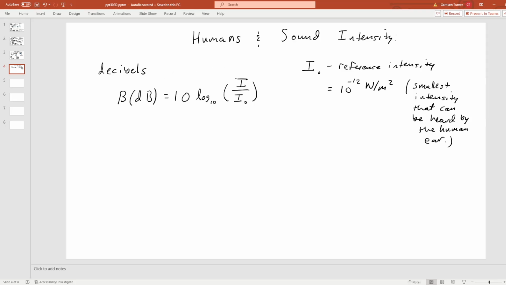Okay, and so then I is the sound of your object, whatever object you're measuring the intensity of. You would measure the decibel level to be your intensity of the sound under consideration divided by this reference intensity. Take the log in base 10 of that and then multiply it by 10.